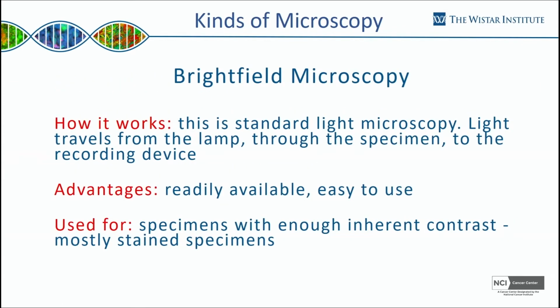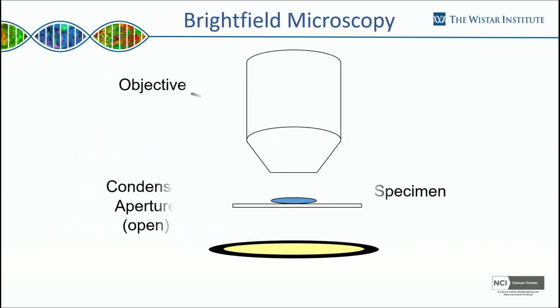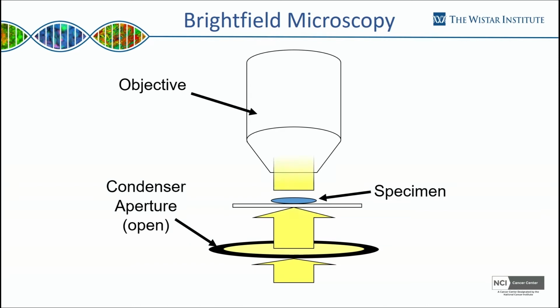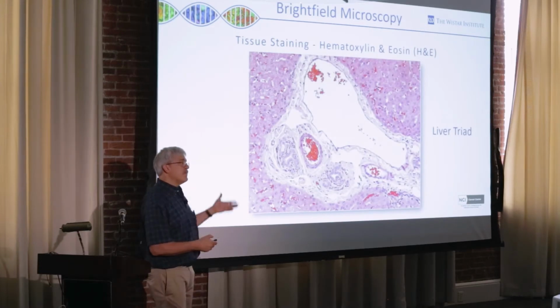So bright field microscopy is basically your standard. Everything kind of starts with this, right? And again, I've shown you this before, but these are the basic parts. You've got a condenser down here shown with the aperture open. You've got your specimen, you've got your objective. The light is going to transmit straight through the whole process. There you go. Got your image, all right? Everything's fine.